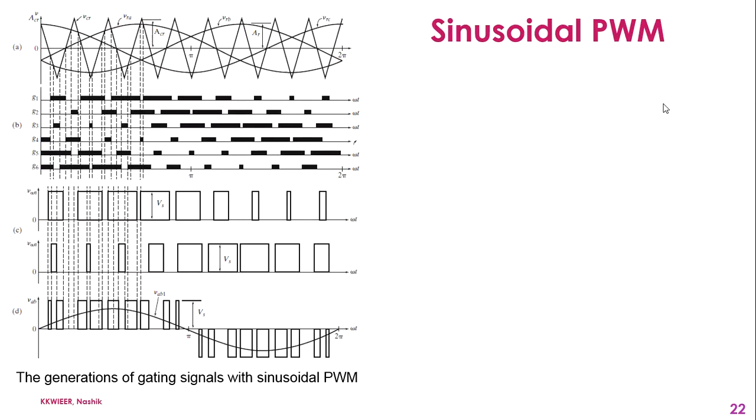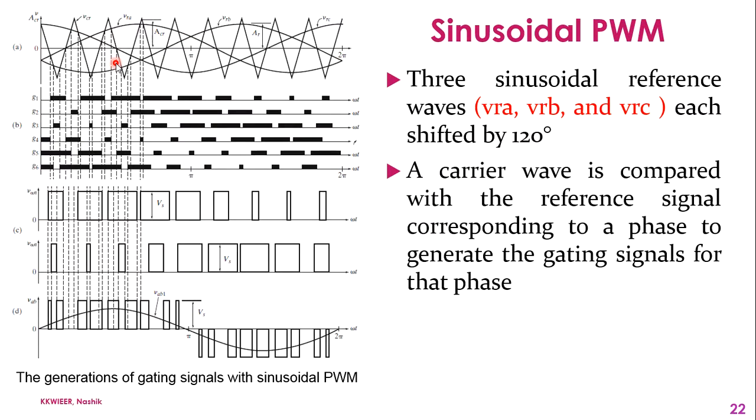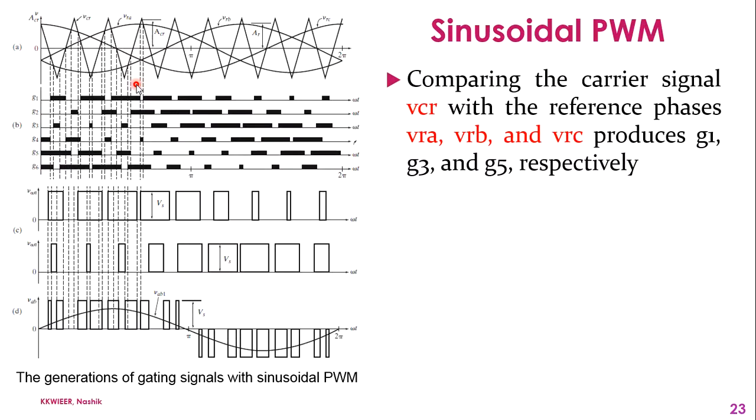This is the waveform for the generation of gating signals with the sinusoidal PWM. The three sinusoidal reference waves VRA, VRB and VRC are each shifted by 120 degrees. Here we can see VRA, VRB and VRC. A carrier wave is compared with the reference signal corresponding to a phase to generate the gating signal for that phase. So this triangular wave is nothing but the carrier wave, which is compared with VRA, VRB and VRC. Comparing the carrier signal VCR with the reference phases produces G1, G3 and G5 respectively.